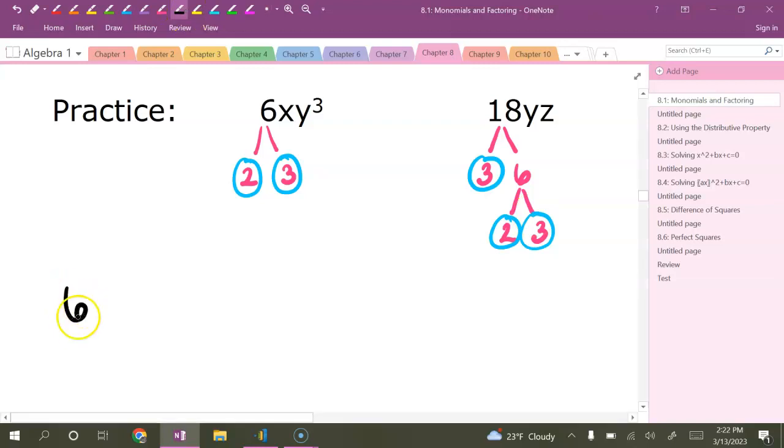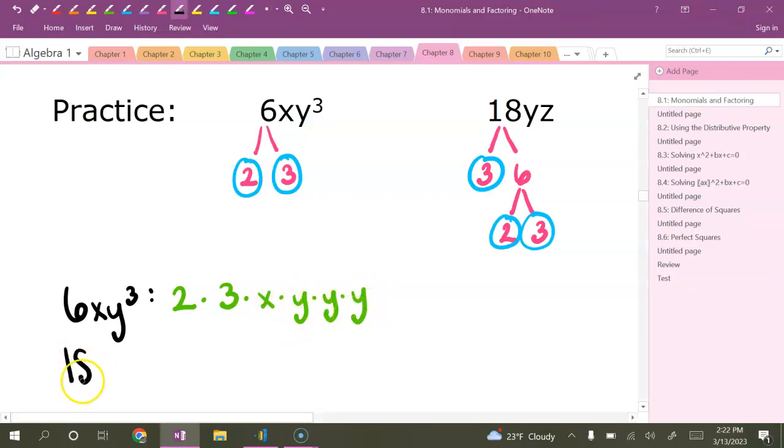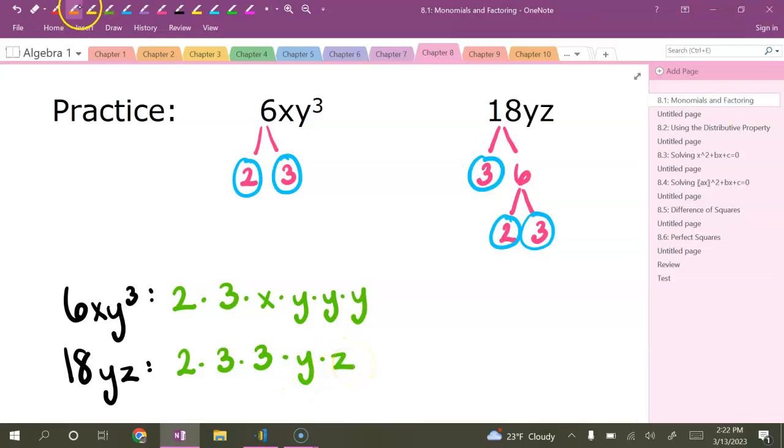So for the 6xy to the third, I would have written that out as 2 times 3 times x times y times y times y. And then for your 18yz, I would have written that one out as 2 times 3 times 3 times y times z. And then I looked to see what they had in common.